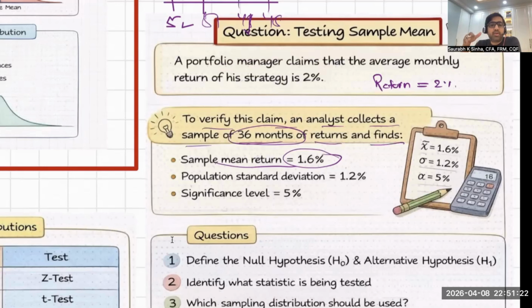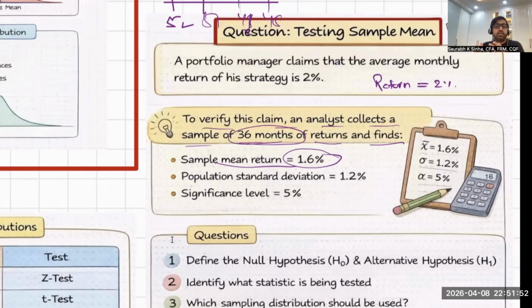So basically what you're doing, we calculated sample mean. Then we check, is this sample mean significantly different from 2% or not? So what we are testing? We are testing the sample mean, which is what? Sample statistics. So whenever we test the sample, we must use what? Sampling distribution of the sample mean or sampling distribution of the sample statistics. And that is why sampling distribution becomes a very important concept.